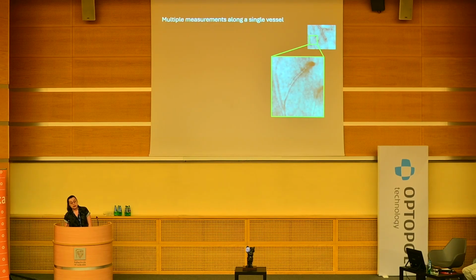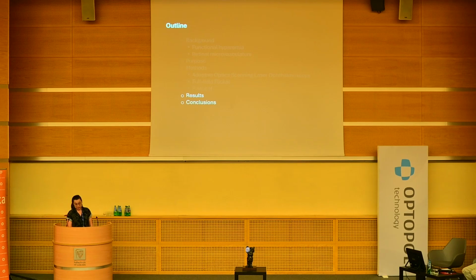Every vessel was measured at least 5 times along it in the chosen area. As you can see here, these marked black lines correspond to the points that I chose to measure the lumen diameter of the vessel. Let's move to the results and conclusions.